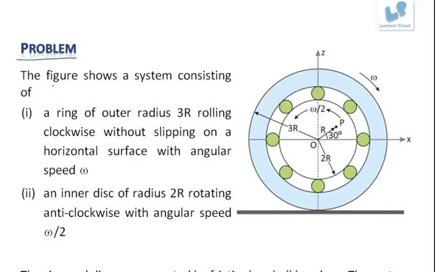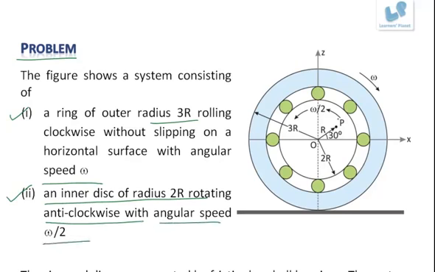Now let us look at the next problem. The figure shows a system consisting of, first, a ring of outer radius 3r rolling clockwise without slipping on the horizontal surface with angular speed omega, and an inner disk of radius 2r rotating anti-clockwise with angular speed omega by 2. Okay, so this inner disk is rotating with angular speed omega by 2 with respect to the outer ring, and the outer ring is rolling with angular speed omega in the clockwise direction.